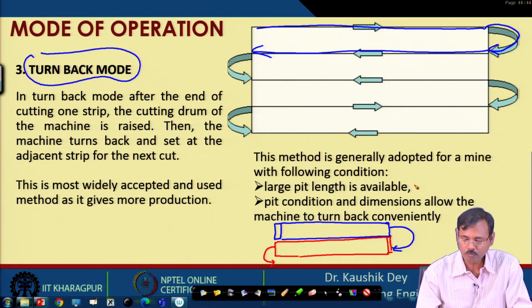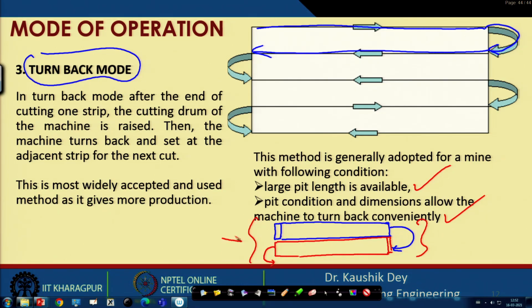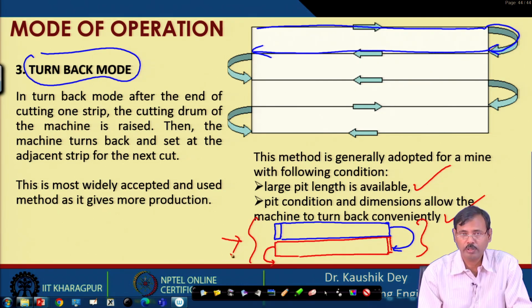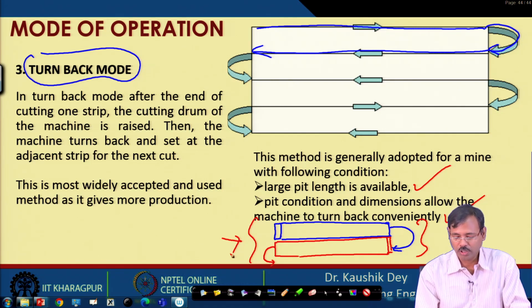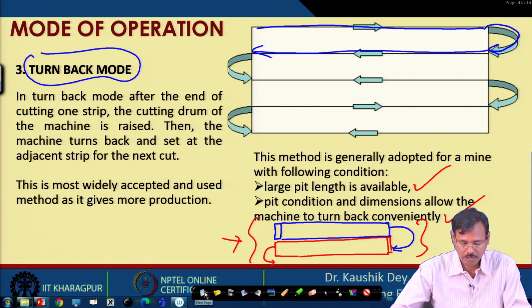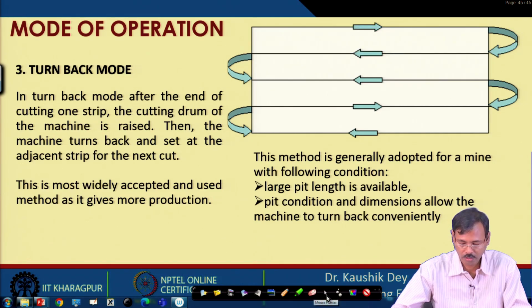This is the most common one. Sufficient pit length is there, so the turning time is significantly less than the empty travel back time, and this allows the turning. And now obviously, it is found that this is very good, but the problem is when you will choose the continuous or harvesting mode of operation and when you will choose the turn back mode. So, for that let us once look back into the harvesting mode of operation.